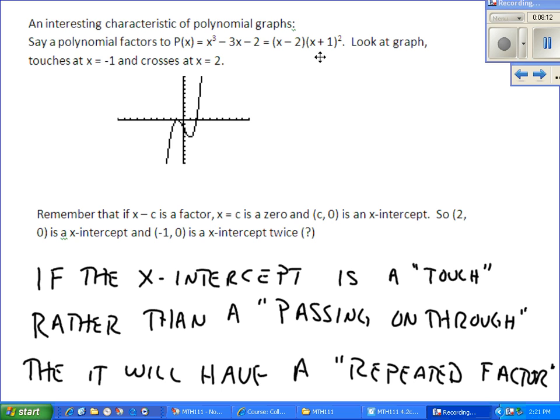Because we have this repeated factor, that's why it's just touching. If the x-intercept is a touch rather than a passing through, it's going to have a repeated factor. The factor is going to show up more than once. Here the x plus 1 is in the factored form twice, x plus 1 and x plus 1.